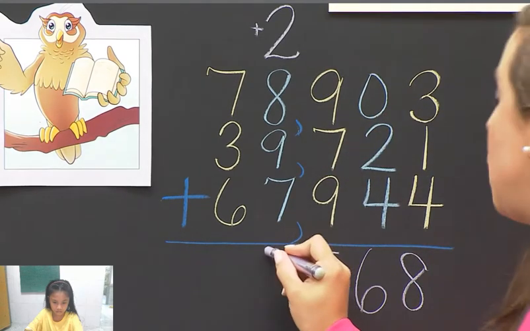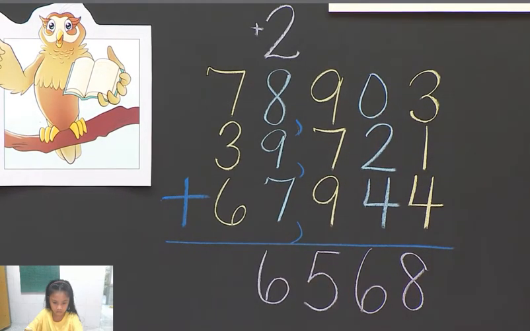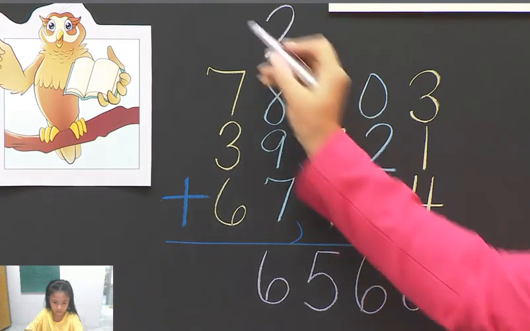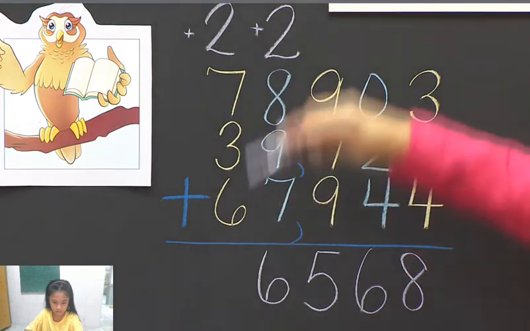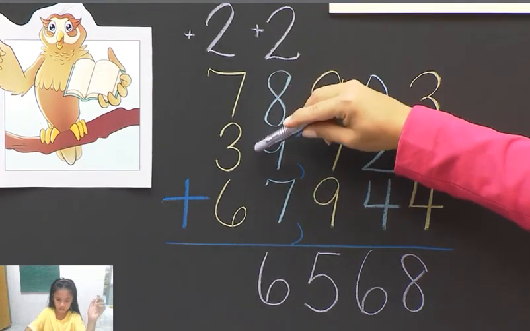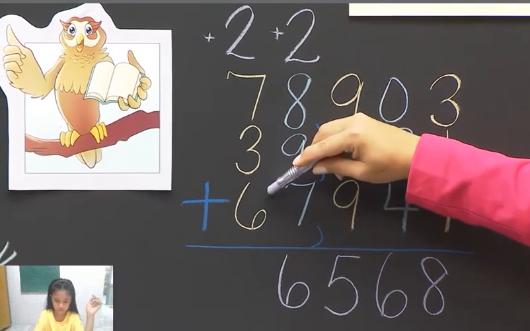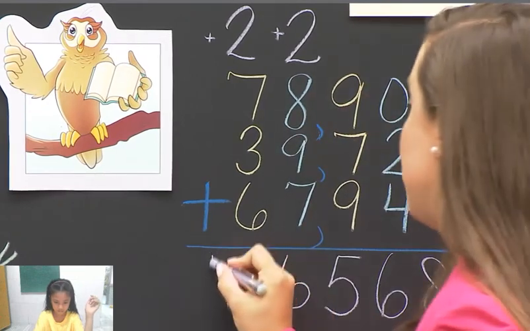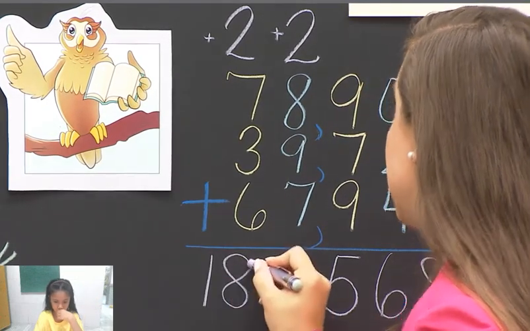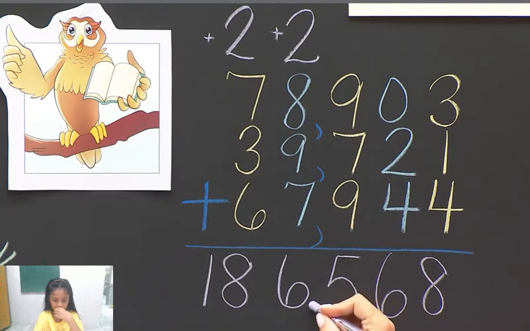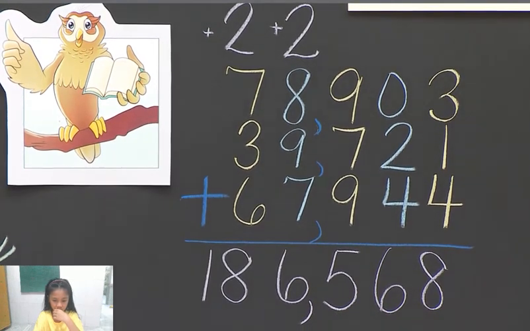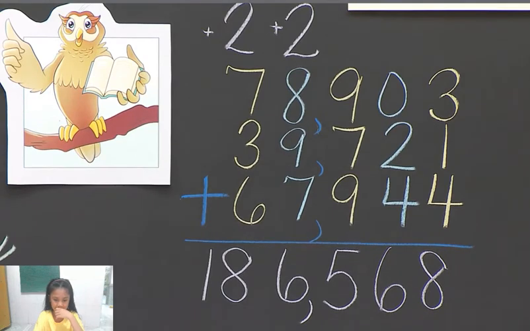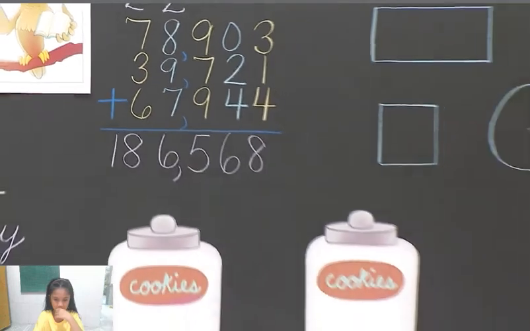26. 26 is correct. So we'll put the 6 in the 1,000s, carry the 2 to the 10,000s, and then we will add that on top of the next column. 2 plus 7 is? 9. Plus 3 is? 12. Plus 6 is? 18. 18 is correct. So then we will place that comma. 1, 2, 3, comma. Read my final answer for me, Deb. 186,568. Fantastic job as you read that large number.